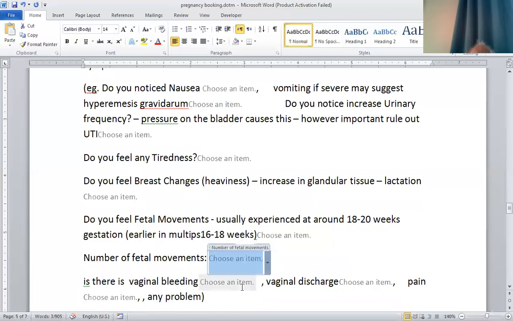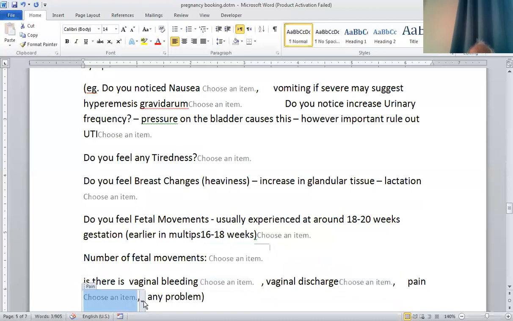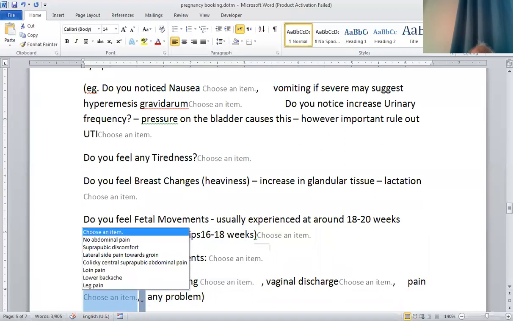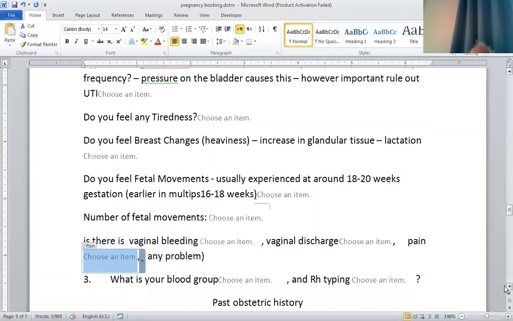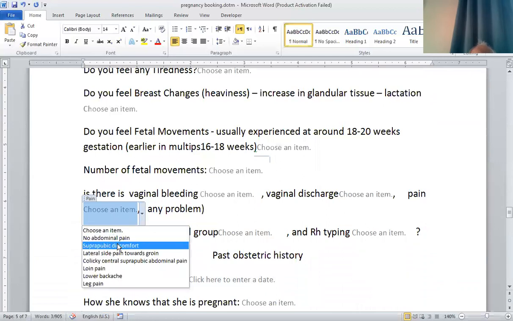And then we ask if she has any vaginal bleeding or not, or any vaginal discharge or not, or any pain at any time, abdominal pain or suprapubic discomfort or lateral side pain or central suprapubic pain or joint pain or low back pain or leg pain.